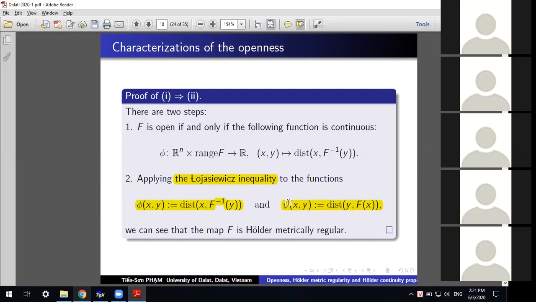It's not difficult to check and satisfy the Łojasiewicz inequality. So from here, we can see that the map F is Hölder metrically regular. So the proof is not so difficult. Okay.